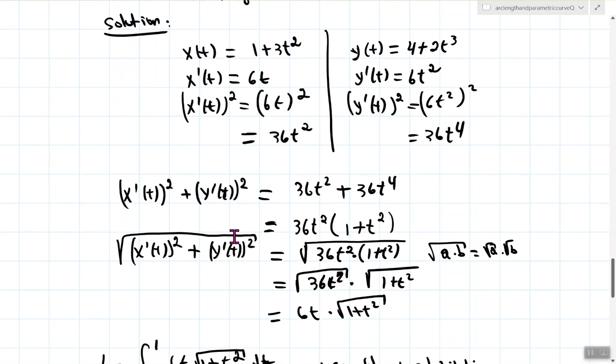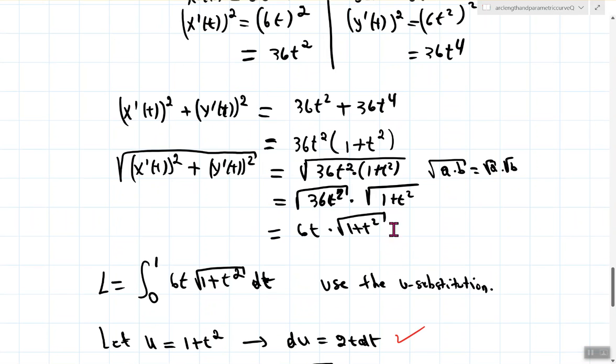We take the square root. So when you take the square root of 36t squared, it will give you 6t, and then 1 plus t squared remains under the square root. We use this pre-calculus property: when you have the square root of a times b, it is the square root of a times the square root of b. So that's what you're going to integrate. You're going to integrate 6t times the square root of 1 plus t squared from 0 to 1.